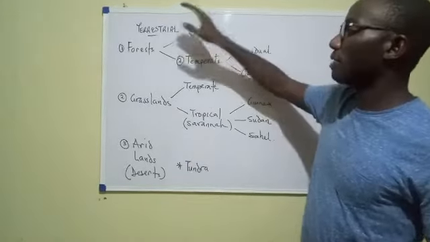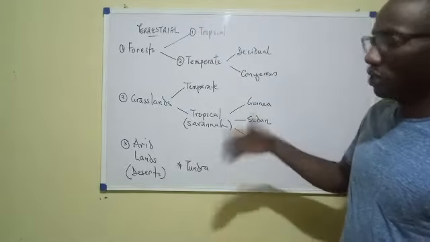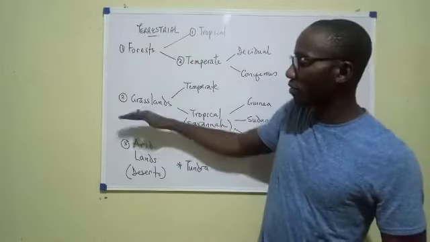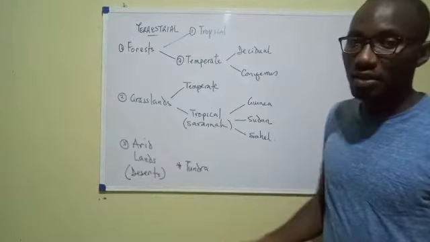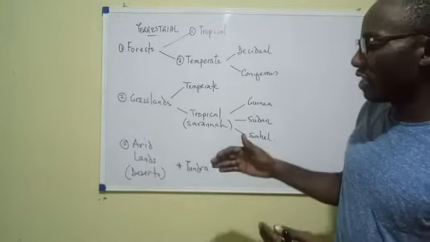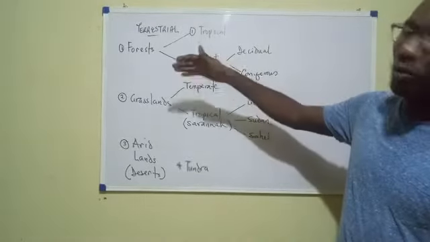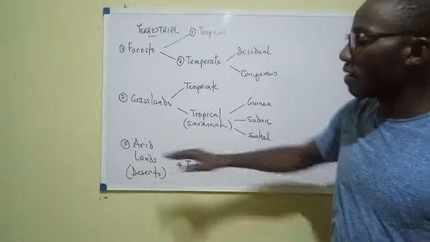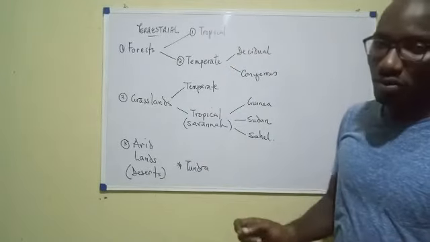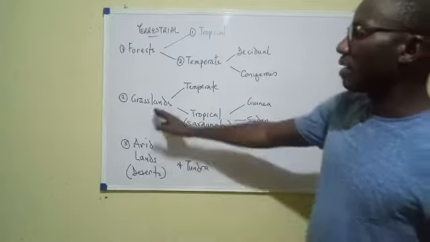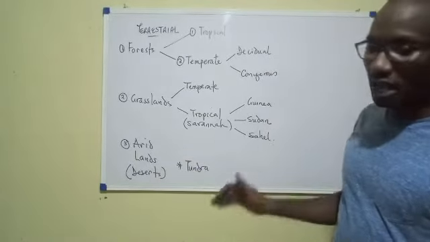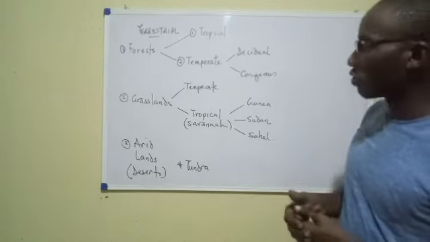Now the terrestrial habitat has three divisions. Life on land, three different forms. We have forests, we have grasslands, we have arid lands. The arid lands are the desert, and they are the other extreme of the forest. While the forests have very high rainfall and are wet, the arid lands or deserts have near zero rainfall. The grasslands are like a link between the forest and the arid lands, in between the two extremes.